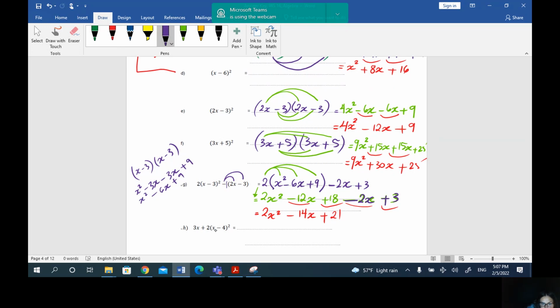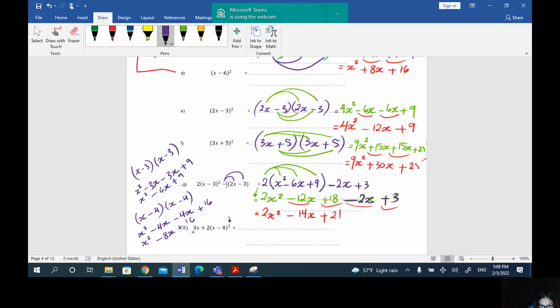Same applies here. First, we need to get rid of this square. So x minus 4 to the power of 2, it means x minus 4 times x minus 4. You can do this on the side. X times x, x squared. X times negative 4, negative 4x. Negative 4 times x, negative 4x. Negative 4 times negative 4 is plus 16. Collect like terms. X squared is on its own, minus 4 minus 4 is minus 8x plus 16.